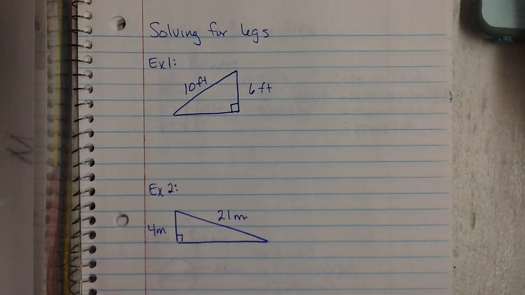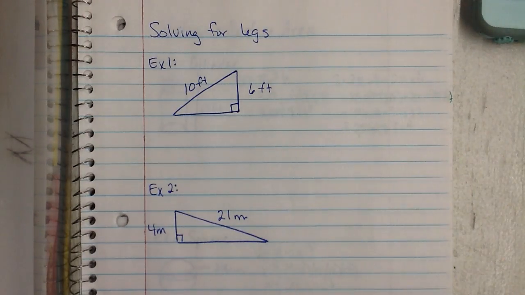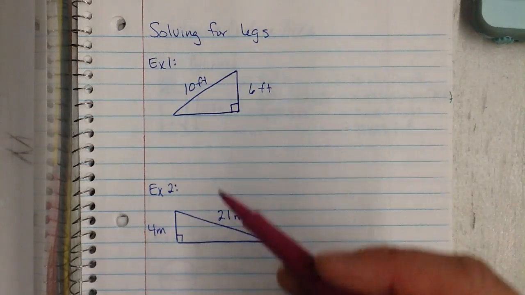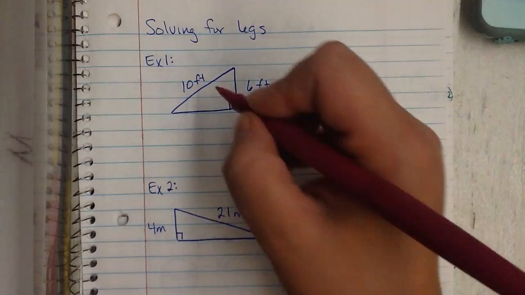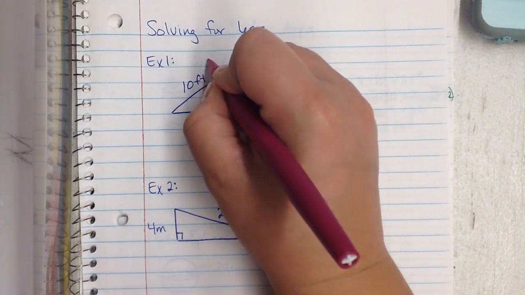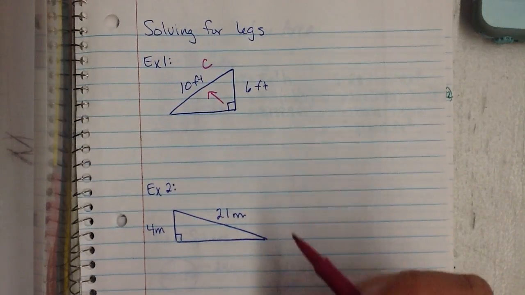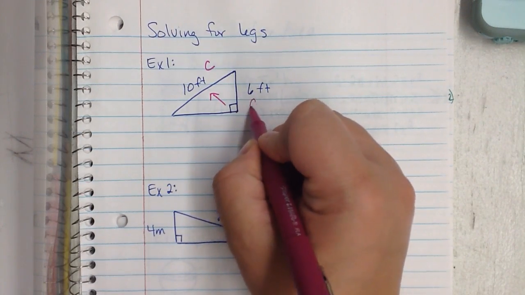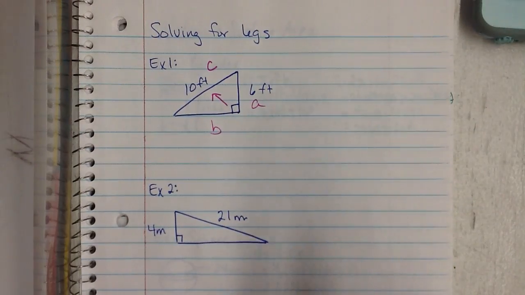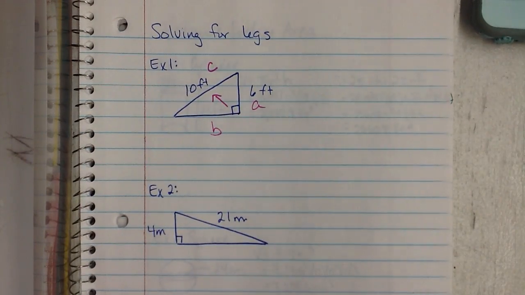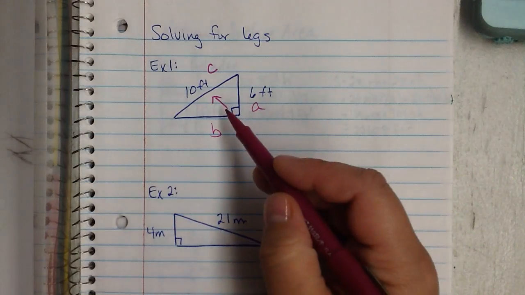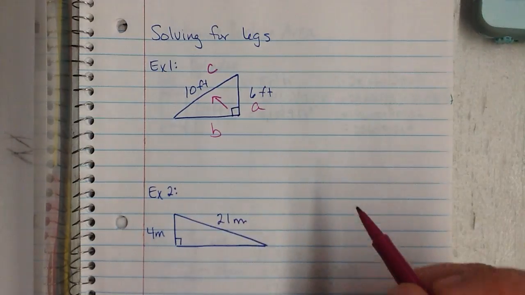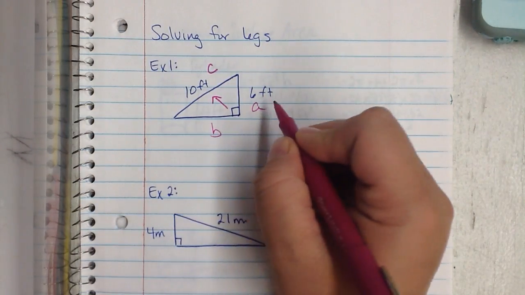Alright, now just like before in solving for hypotenuse, we're going to solve for legs now, and just like before, we need to identify which side is what. So we know the side across from the right angle is C. We know that these two sides would be A and B. So I'm just going to put A here, B here. I'm not really sure, I'm just picking sides. The only one I know for sure is this one is C. The other two don't matter.